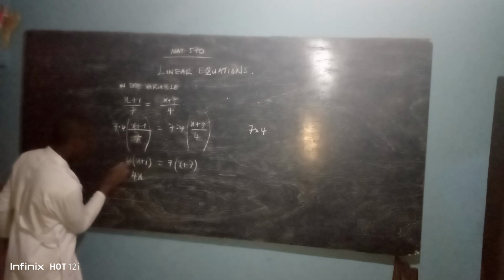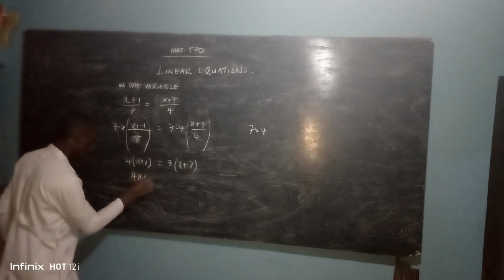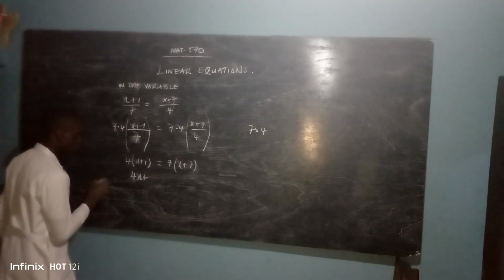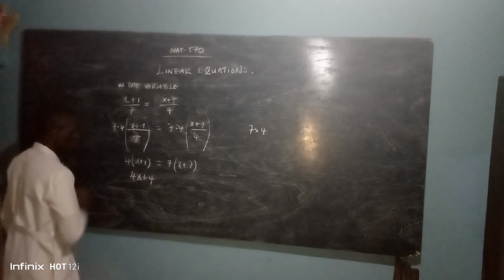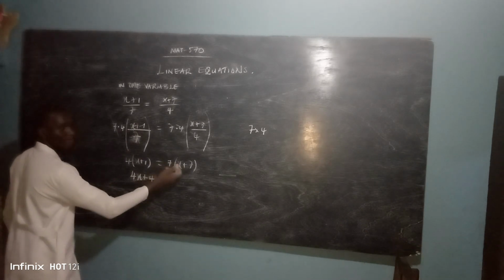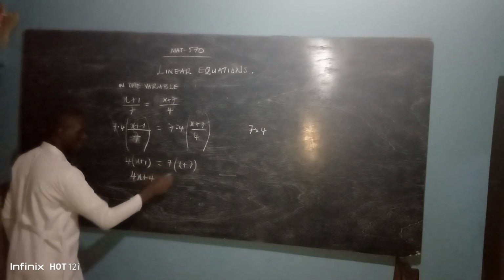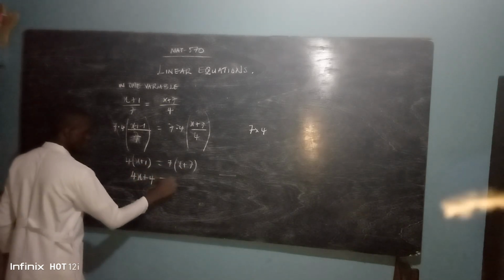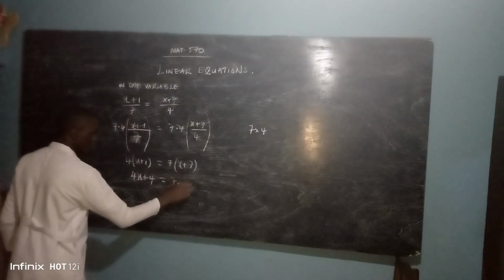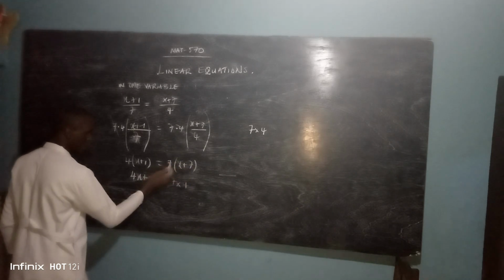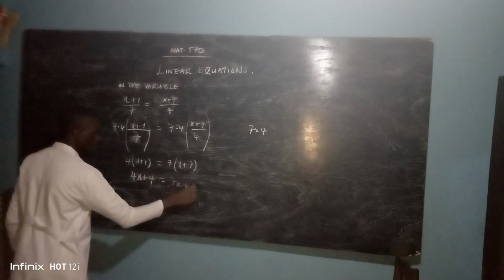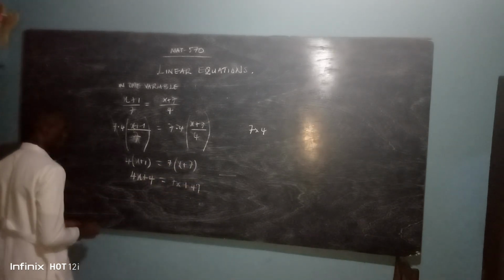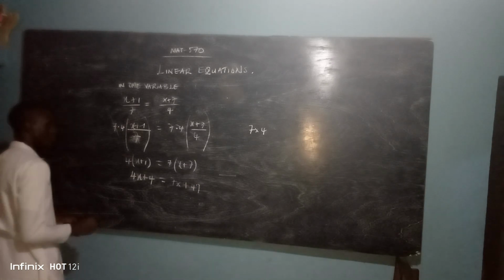Now 4, you keep the sign, plus 4 times 1 gives just 4. Equals to, expanding the brackets now, 7 times x, so it's just the opposite of factorizing. 7 times x is 7x. Then you have plus, copy the sign, 7 times 7 is 49.